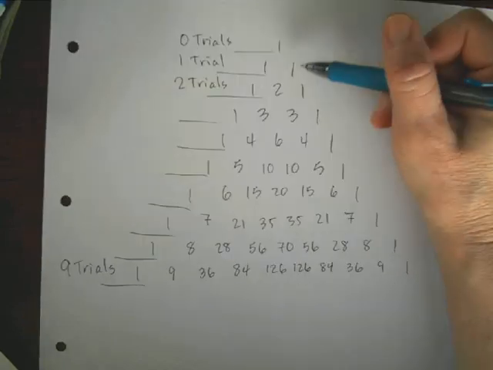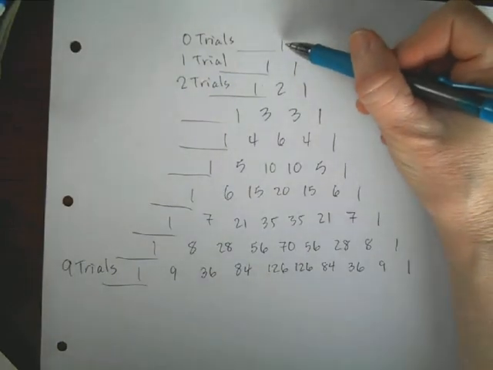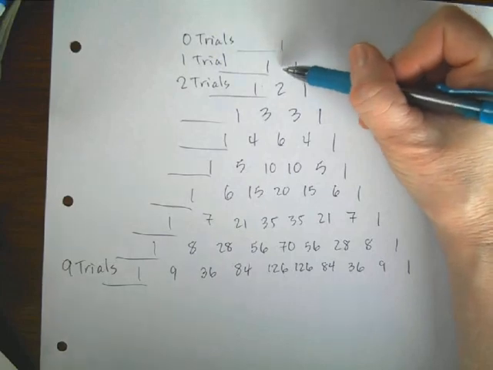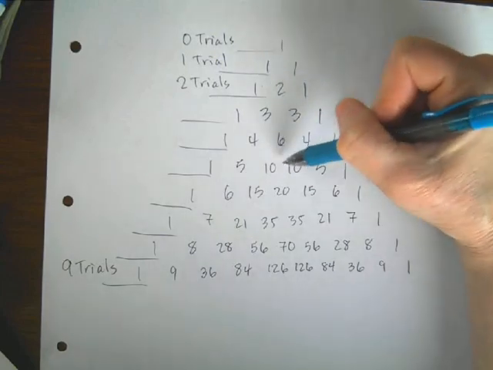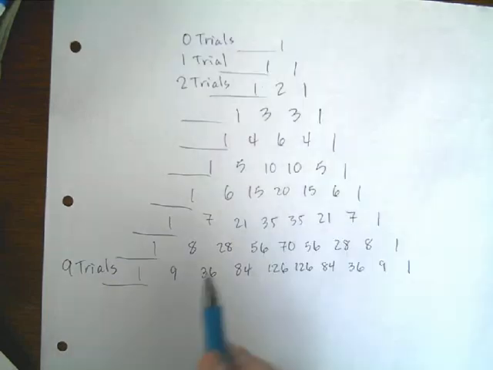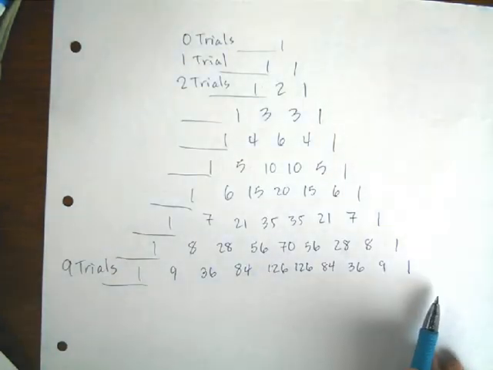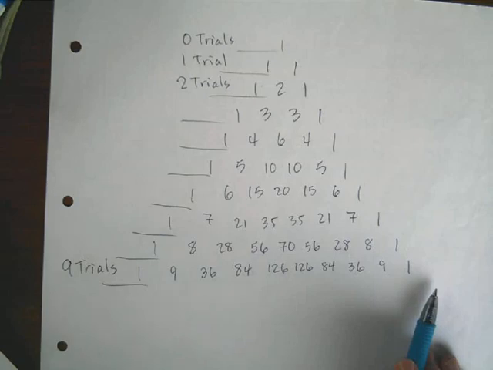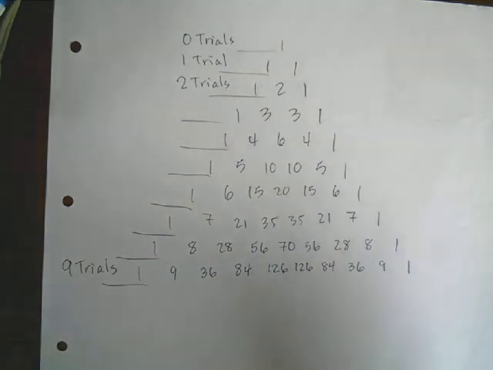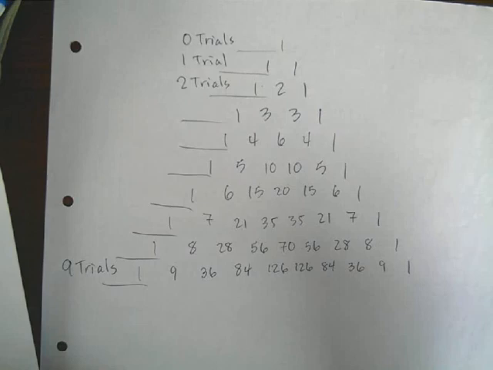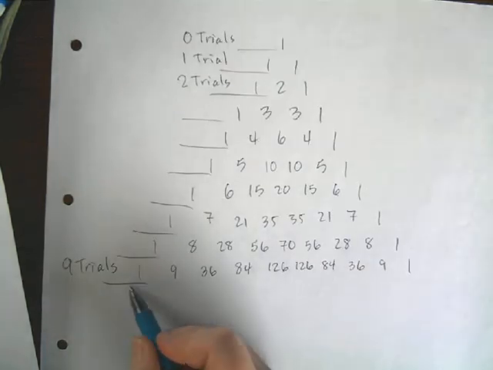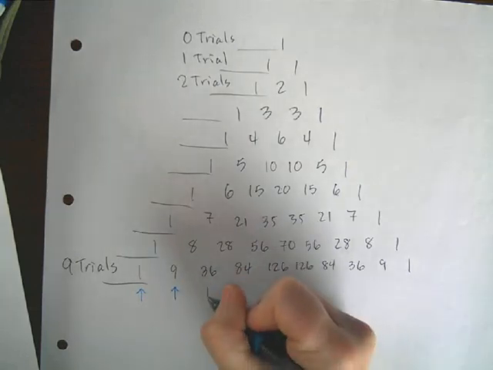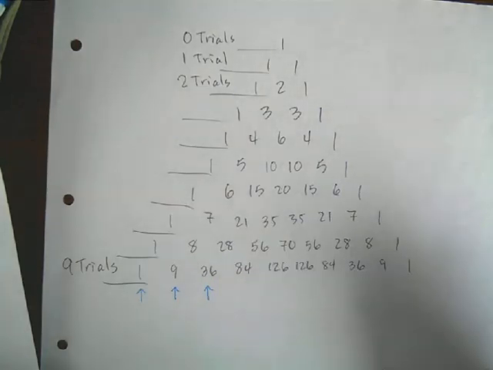On Pascal's triangle, the top line here is 0 trials. So if you don't do the experiment at all, 1 trial, 2, 3, 4, 5, 6, 7, 8, 9. So I already set up my answer for 9 trials. These are the coefficients. This is the number of groups of different outcomes. So we're interested in hopping 9 times in a row. That would be all 9, that would be this one. 8 of the 9 and 7 out of the 9. So it's going to be these 3 coefficients that I'm going to care about.